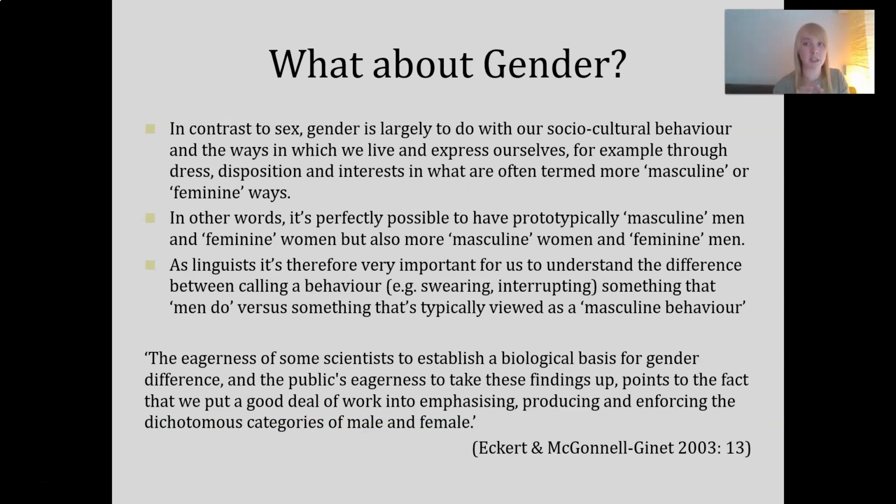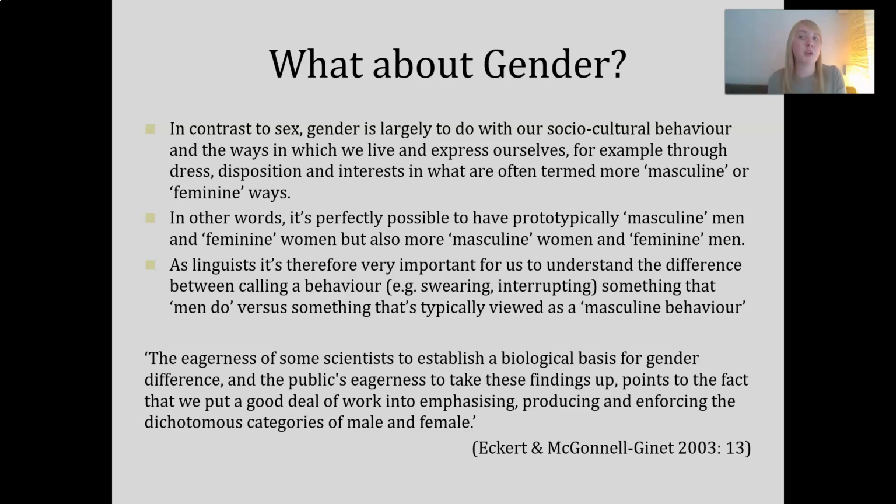Well, in contrast to sex, gender is largely to do with our sociocultural behaviour, and this can also inform when we walk past someone in the street and we make a split-second decision about whether we think that they are male or female. This can also be to do with all of these sociocultural behaviours, so the way that you dress, the way that you cut your hair, the way that you speak, the tone of your voice, for example, and the ways in which we live and express ourselves.